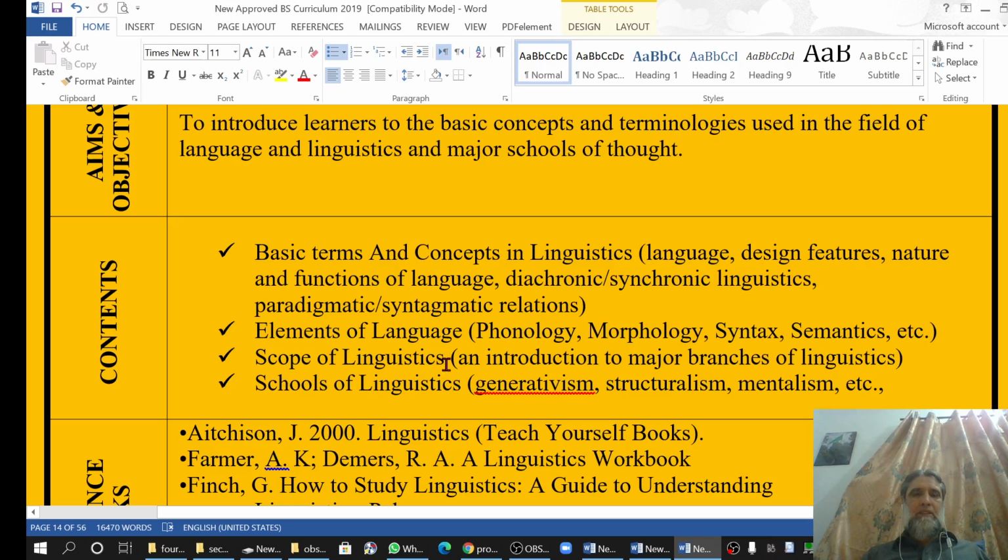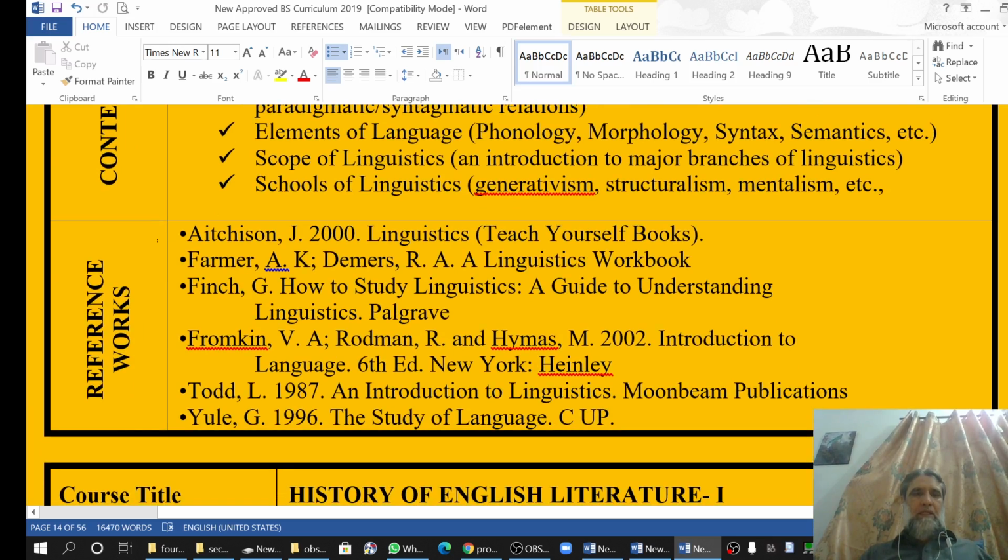After this, we'll study the scope of linguistics, which means the major branches of linguistics. Different branches of linguistics will be discussed. For example, you have psycholinguistics, you have sociolinguistics, and there are different other forms. The last item given here is schools of linguistics: what is meant by generativism, structuralism, and mentalism.